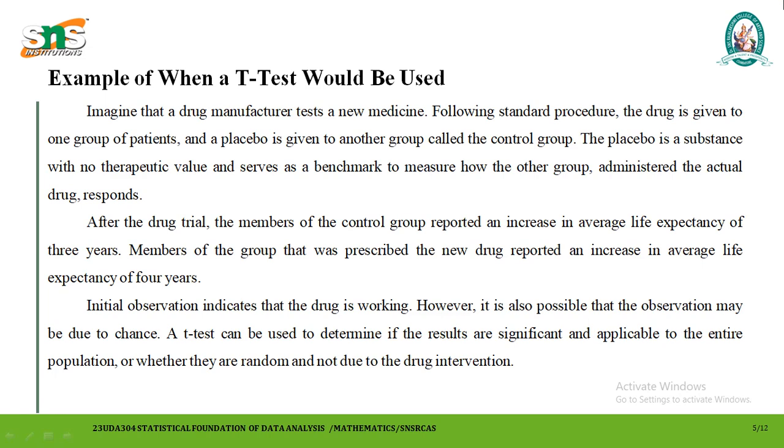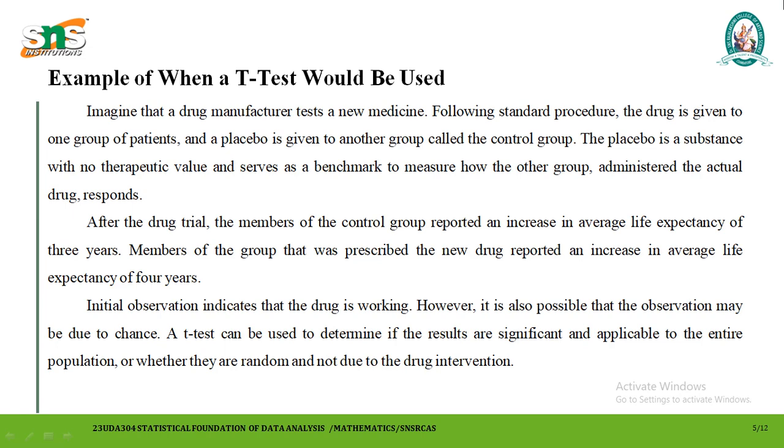Next, we are going to see an example of when a t-test would be used. Imagine that a drug manufacturer tests a new medicine. Following standard procedure, the drug is given to one group of patients and a placebo is given to another group, called the control group. The placebo is a substance with no therapeutic value and serves as a benchmark to measure how the other group administered the actual drug responds.